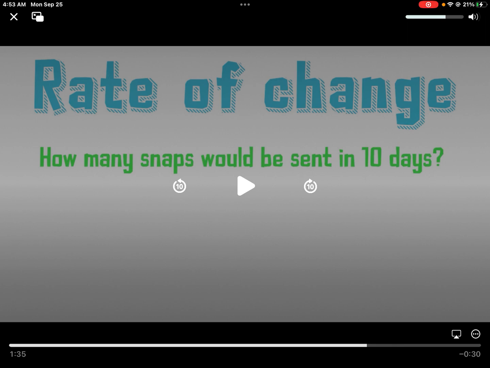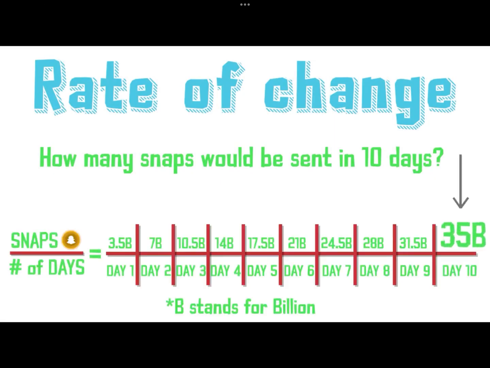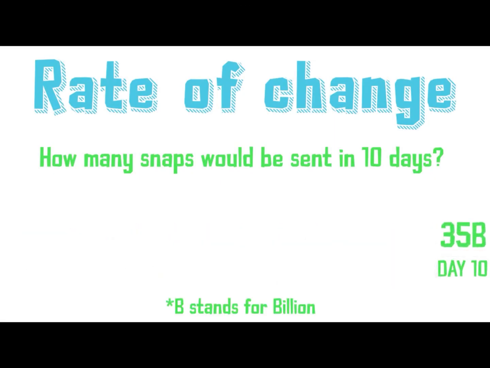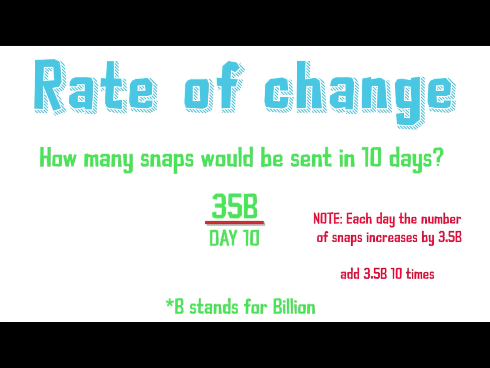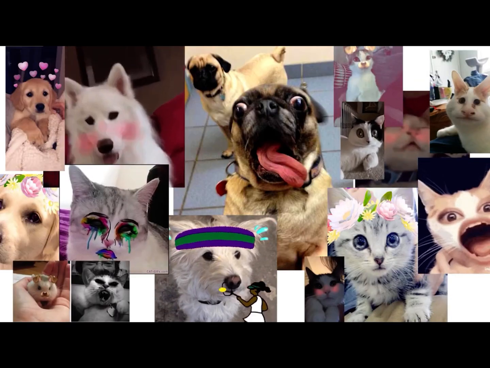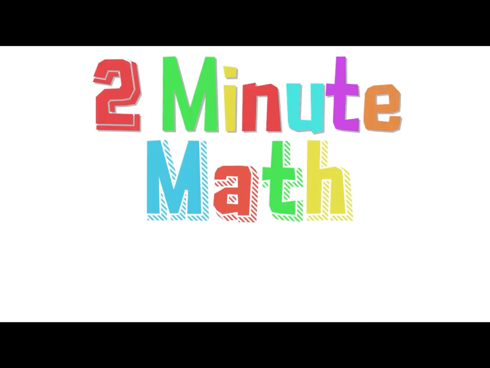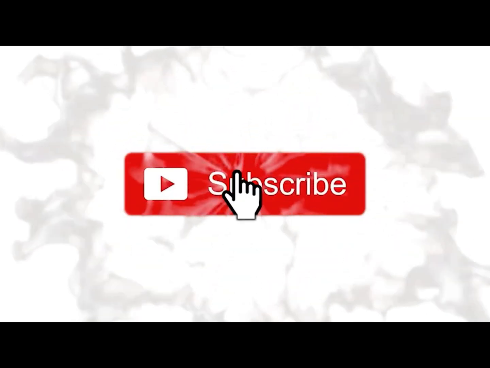$3.8 billion in one day. How many in 10 days? Can figure it out. The answer would be 35 billion over 10 days, written as a fraction. And that is the rate of change. And that is also a lot of snapping. I hope this video helped you understand rate of change and how practical it is. That's going to do it for this episode of 2-Minute Math. If you enjoyed the video or learned anything, leave a like. Be sure to subscribe and hit that notification.